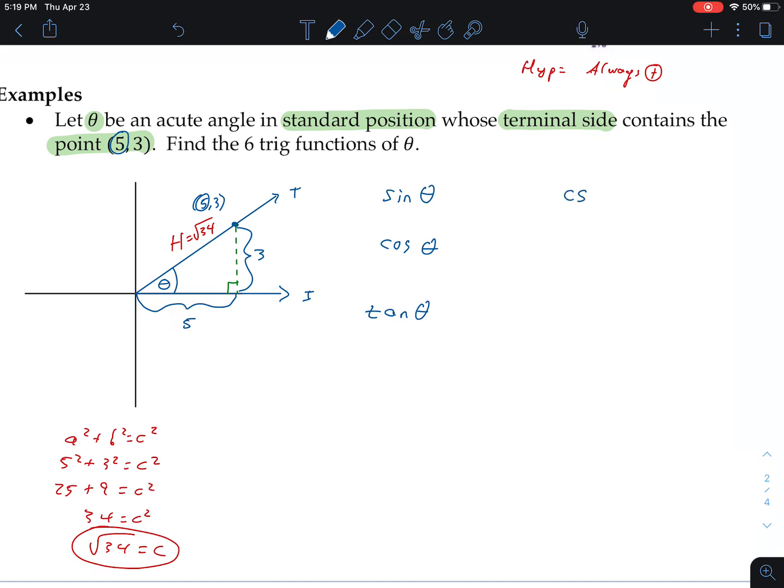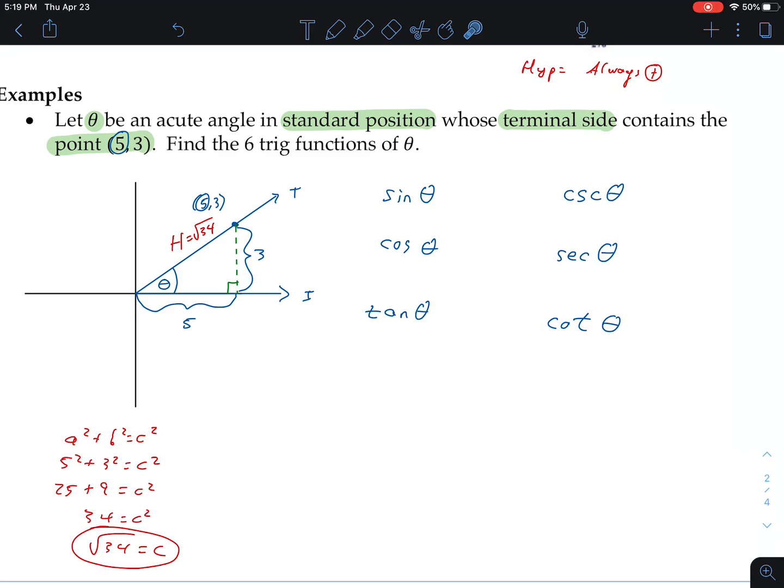What goes with sine? Cosecant. What goes with cosine? Secant. What goes with tangent? Cotangent. Okay, so now I wrote all my 6 trig functions out. The ones we know, they're reciprocals. Okay, I have my opposite, my adjacent, my hypotenuse.